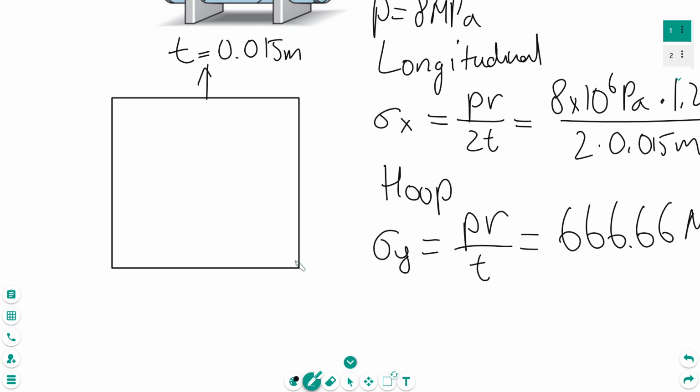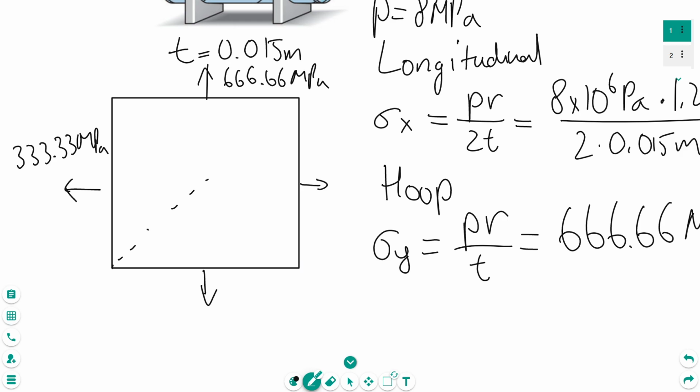To illustrate this stress state, we can draw a square which represents our surface. We have a vertical stress acting at 666 megapascals, and we have a horizontal stress acting at 333.33 megapascals. It is important to note that there are no shear stresses acting in this state. Our goal is to find out the normal and the shear stresses acting at the 45-degree seam as drawn here. To do this, we can draw a Mohr circle to find out more.